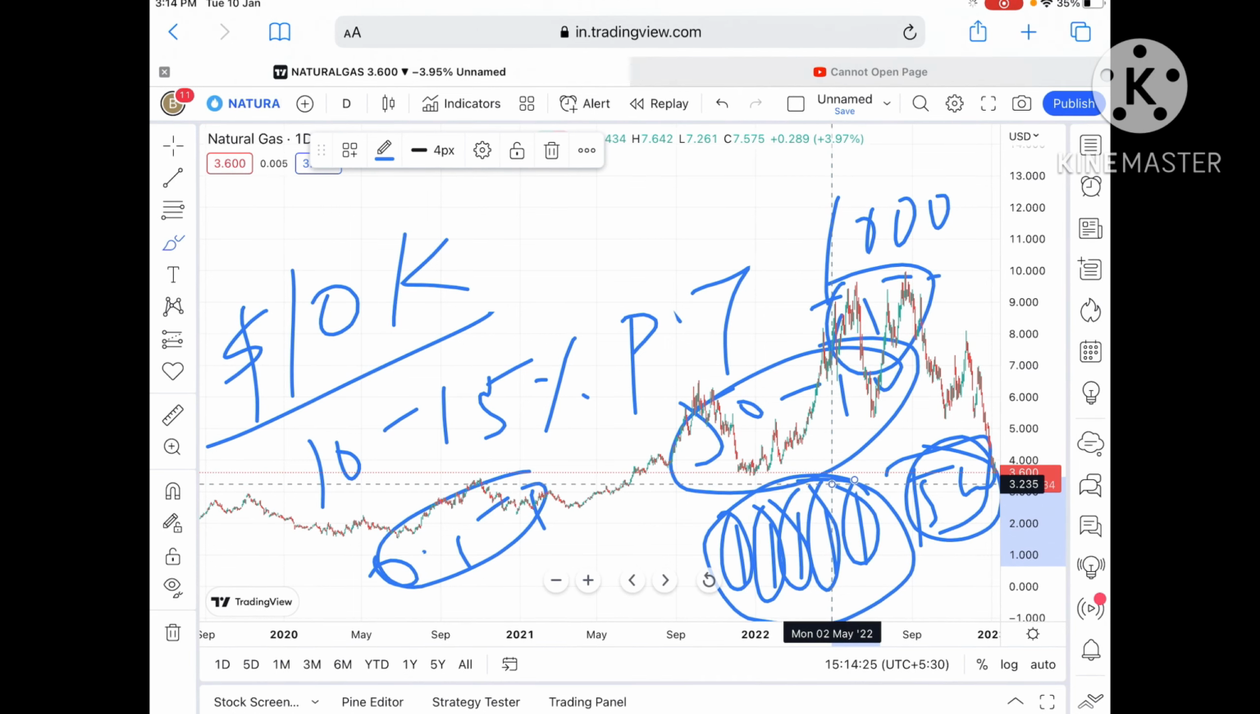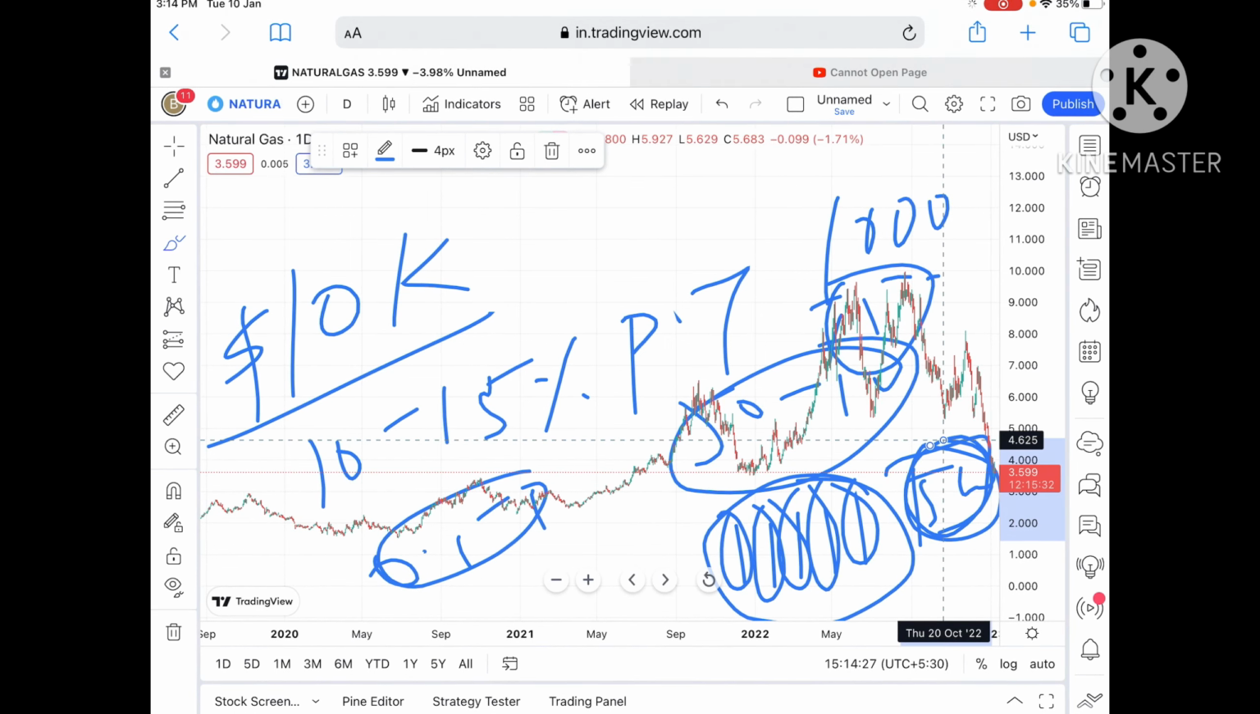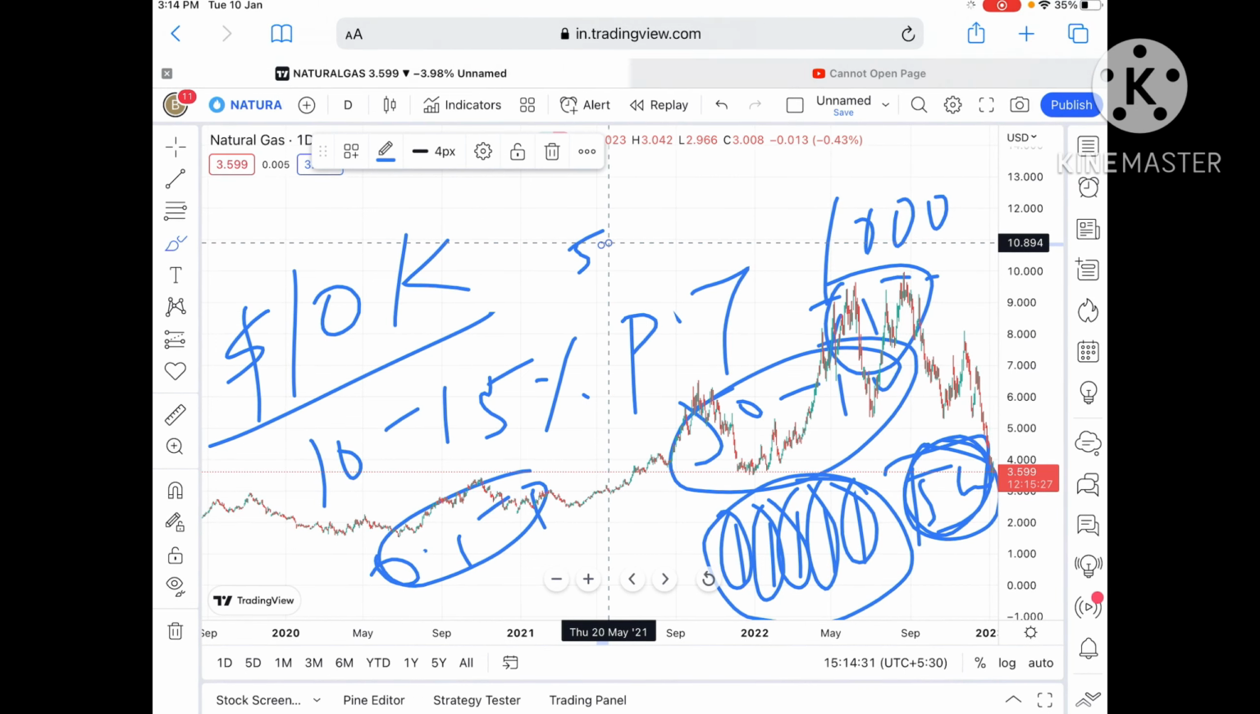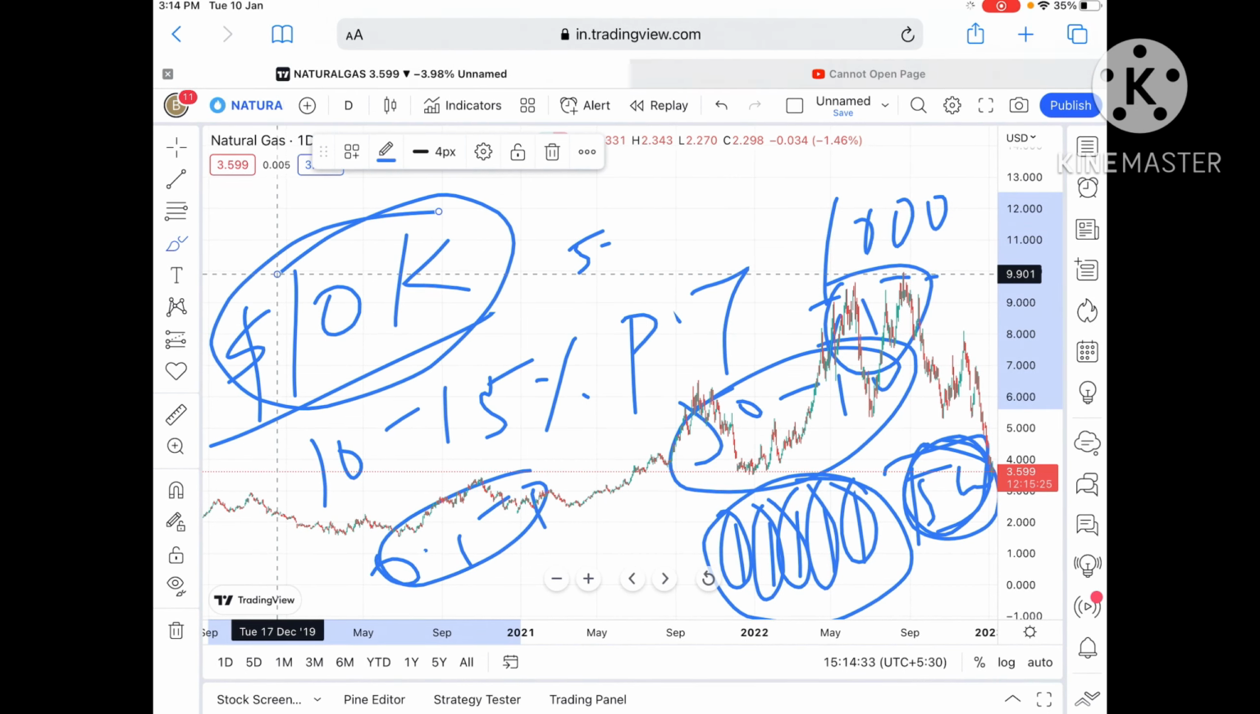If you lose 500, it will not affect your psychology. But what people do is they lose 5,000, 3,000, and then they try to recover it, and then they lose their full capital. This is what I teach in my workshop, how to overcome all these things.